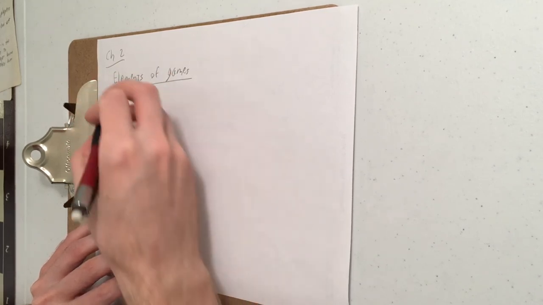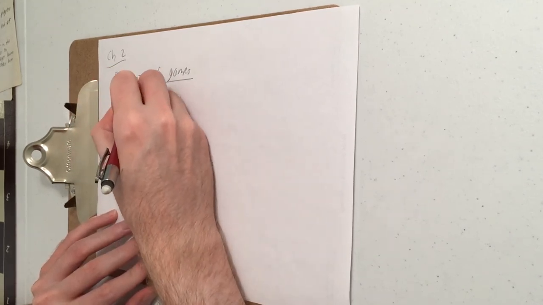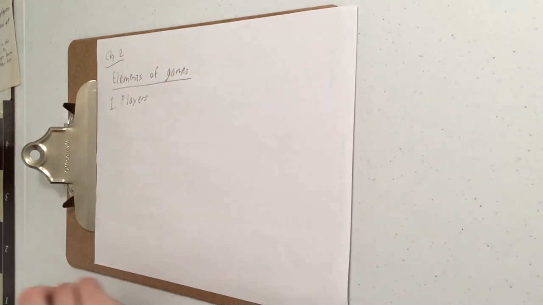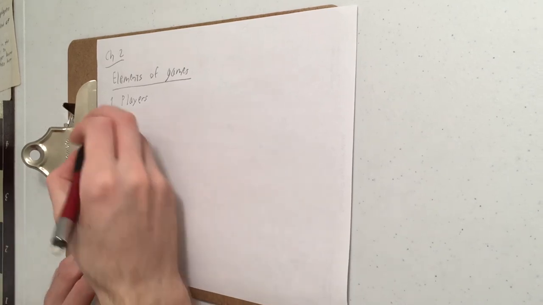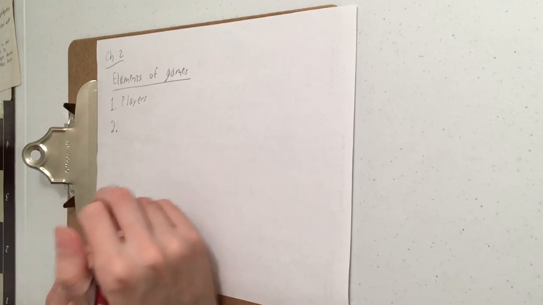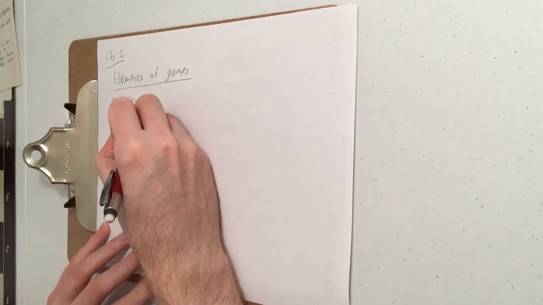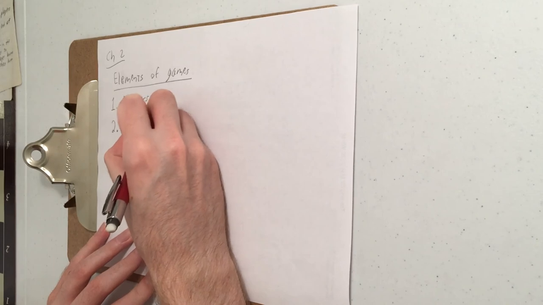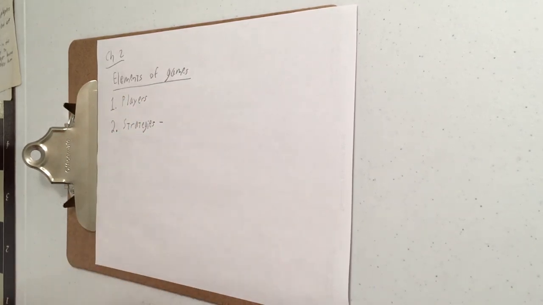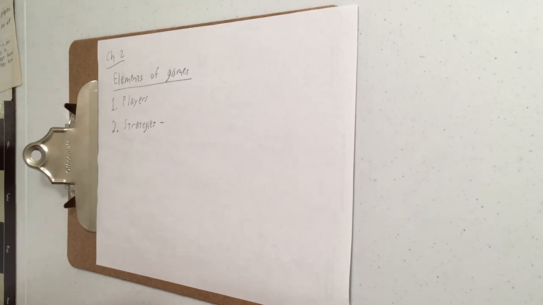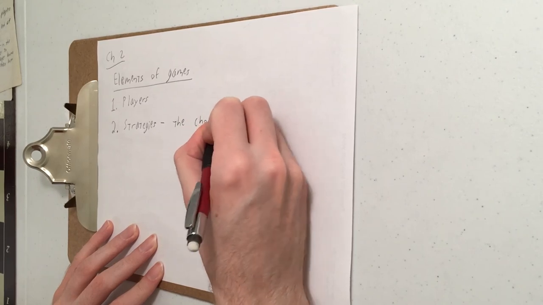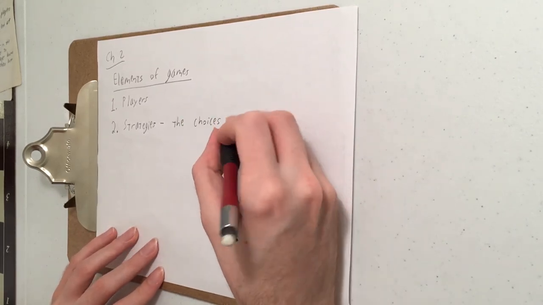So element number one. The game has to have players. So there have to be some participants involved in the game. It's pretty self-evident, so not a whole lot to say about that one. Games have to have strategies. Now, in game theory, this is going to be the options the players have. We'll make that definition more precise later on.